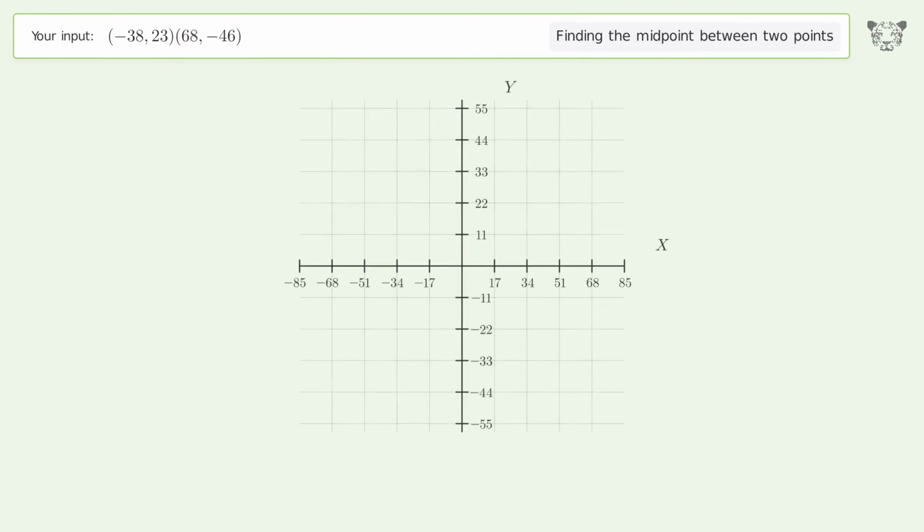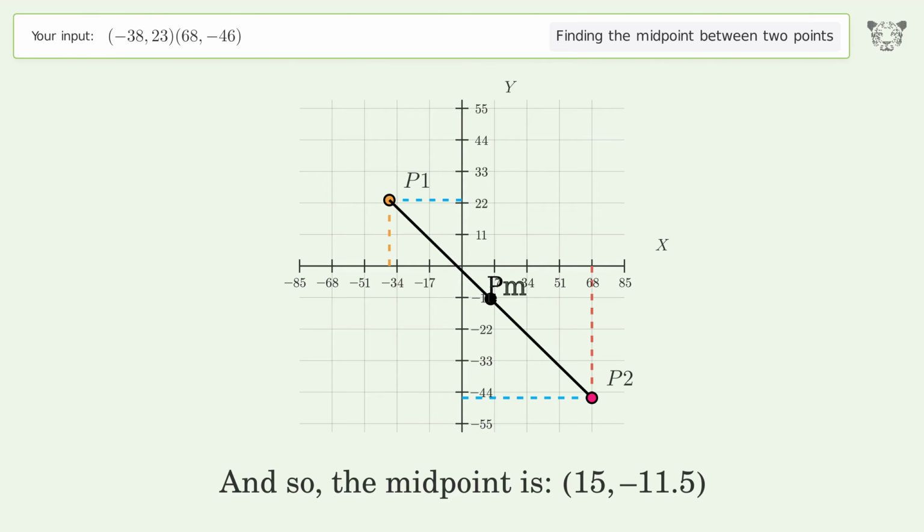And so, the midpoint is 15, negative 11.5.